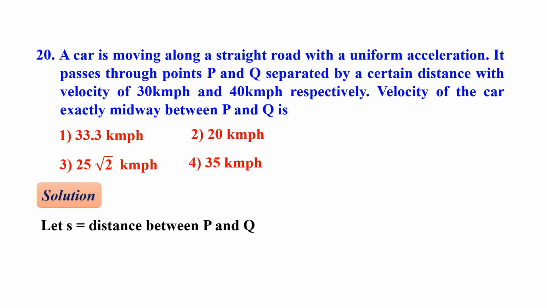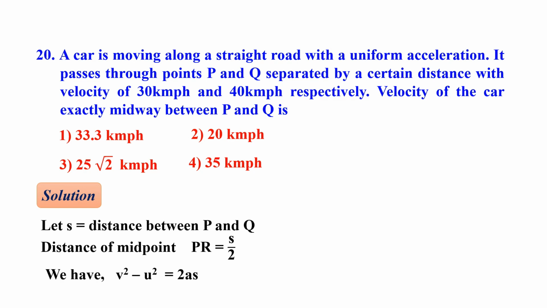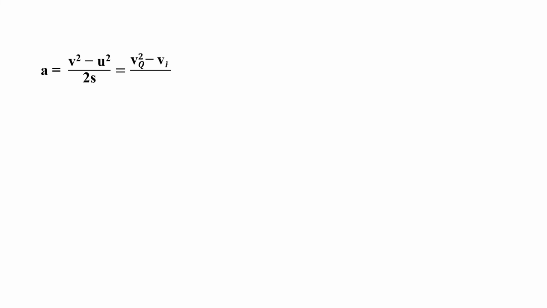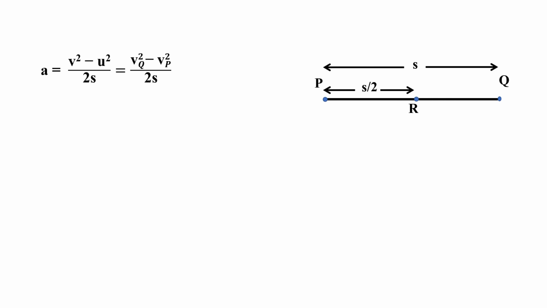Let S be the distance between P and Q. The distance of the midpoint, that is PR, is S by 2. We have the third equation of motion, V squared minus U squared is equal to 2AS. From this, it can be written as a equals V squared minus U squared by 2S, that is VQ squared minus VP squared by 2S. This is for the total distance from P to Q, S, while P to R is S by 2.